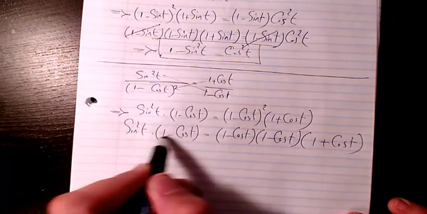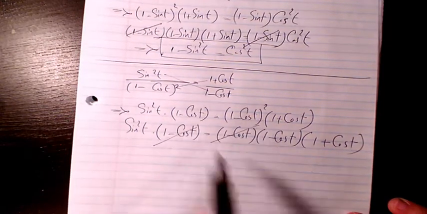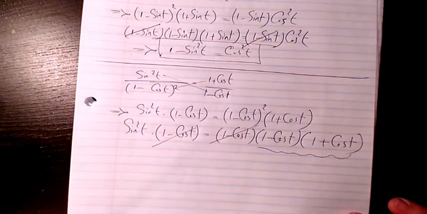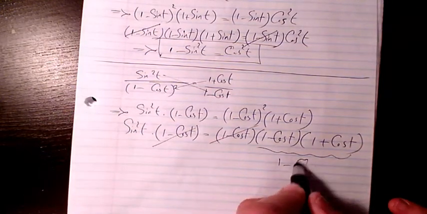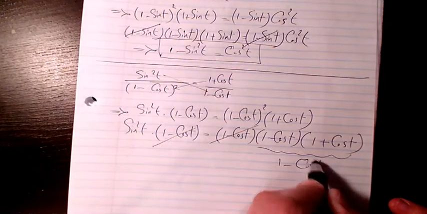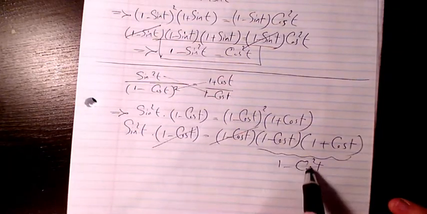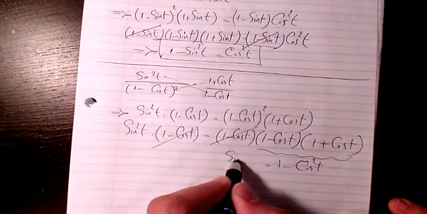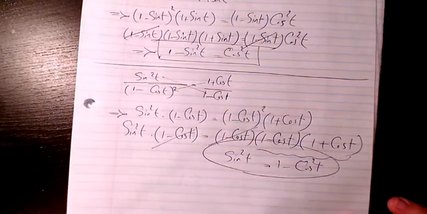So now, as you can see here, I can cancel this one and this one from both sides of the equation, and then these two will be the difference of squares. So it's going to be 1 squared minus cosine squared t, or 1 minus cosine squared t, which will be equal to sine squared t. So that's how it's proven.